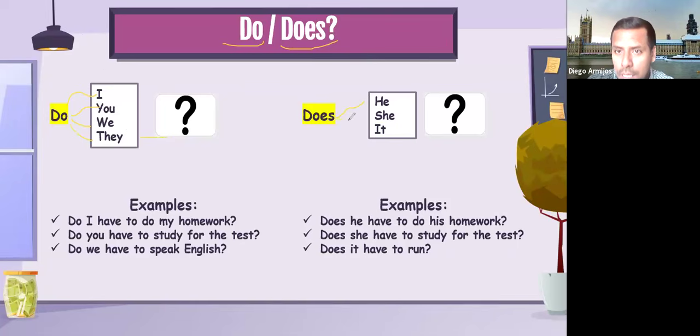Does he, does she, or does it? Don't forget to put these two auxiliaries for making questions. Okay, let me go into the example. Do I have to do my homework?